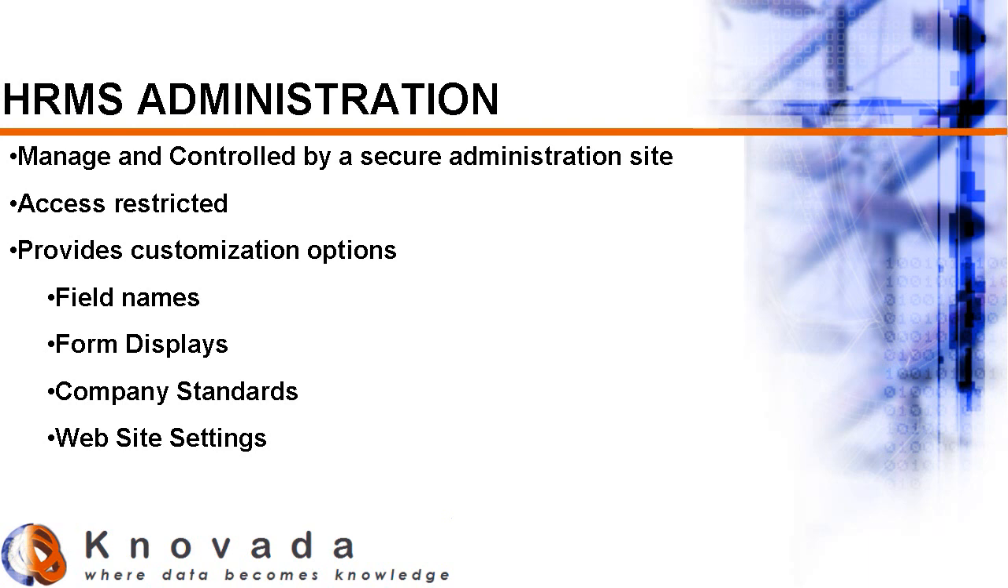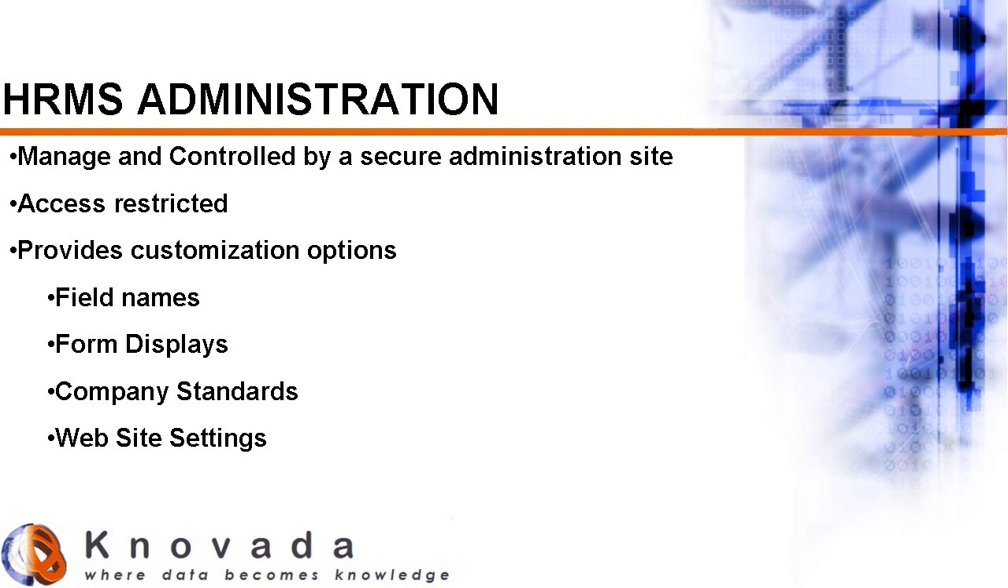For example, field names can be changed to reflect naming conventions used by the company. Field displays on forms such as appraisals, online applications, or employee reports can be selected by the company. Company standards such as work schedules, leave accruals, holiday dates, and pay periods can be created and maintained by the company. The HRMS administrative staff can likewise manage and control the company's website.